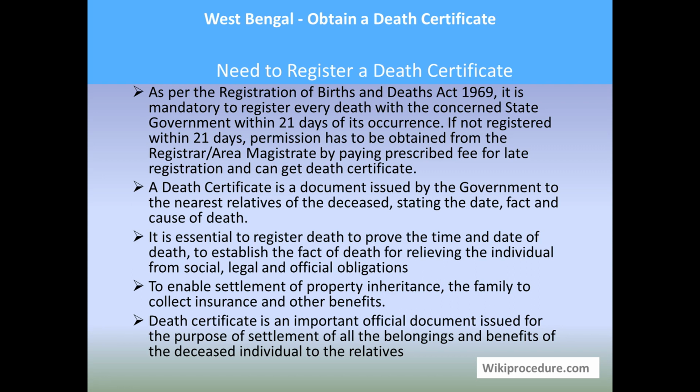As per the Registration of Births and Deaths Act 1969, it is mandatory to register every death with the concerned state government within 21 days of its occurrence. If not registered within 21 days, permission has to be obtained from the registrar or area magistrate by paying the prescribed fee for late registration, and then you can get a certificate.